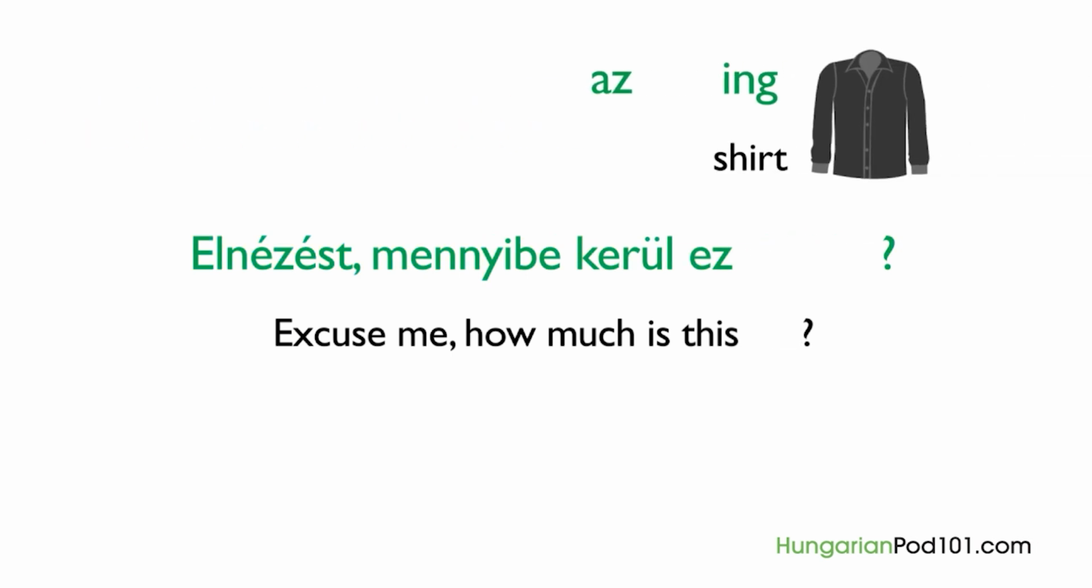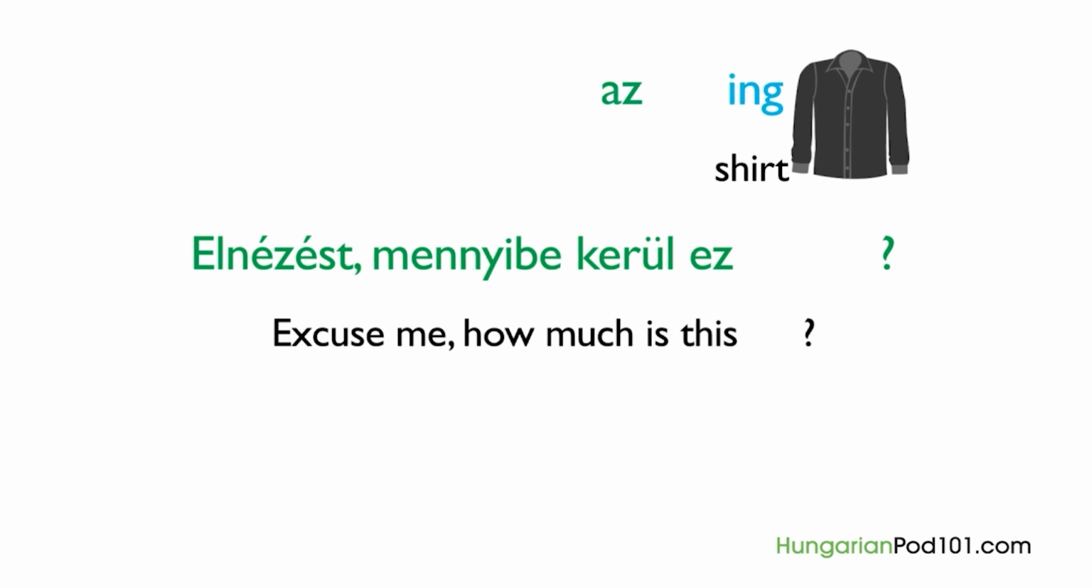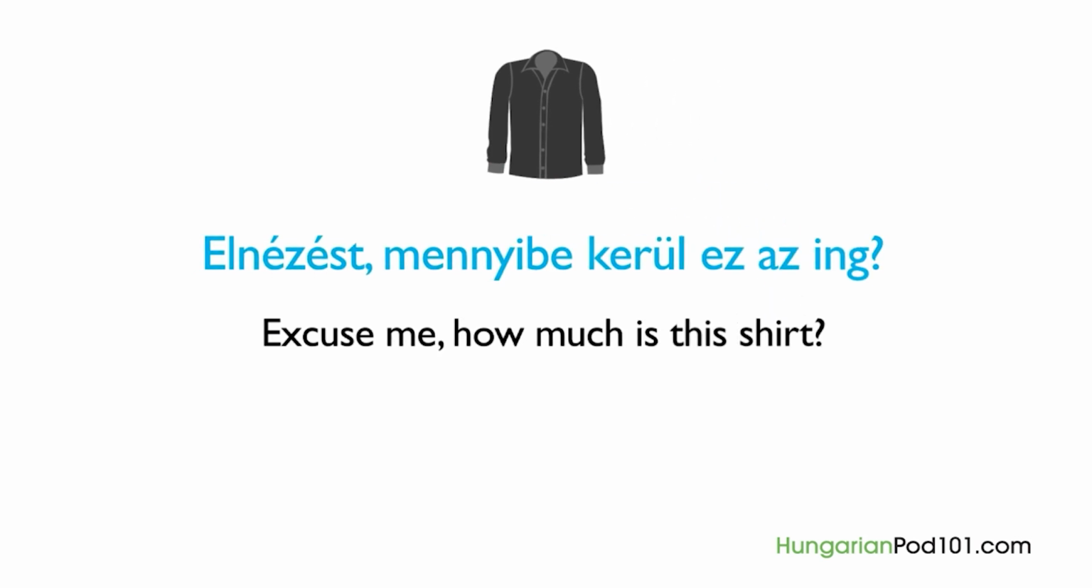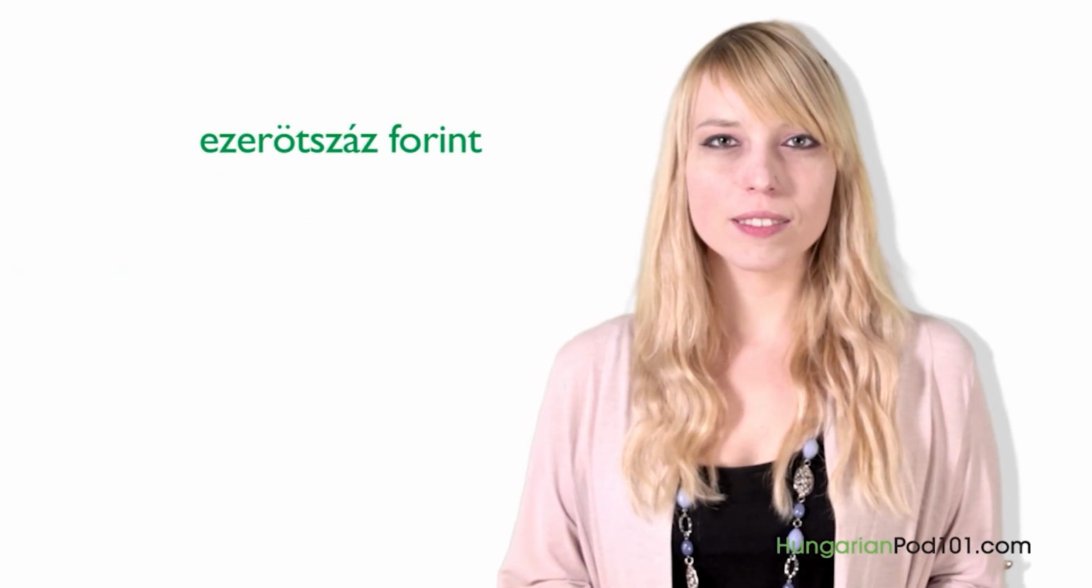Let's see a word that starts with a vowel. Ing. Elnézést, mennyibe kerül ez az ing? Excuse me, how much is this shirt? At this point, the shopkeeper usually answers with a price only. For example, 1500 forint. What number is 1500? It's 1500. It costs 1500 forints.